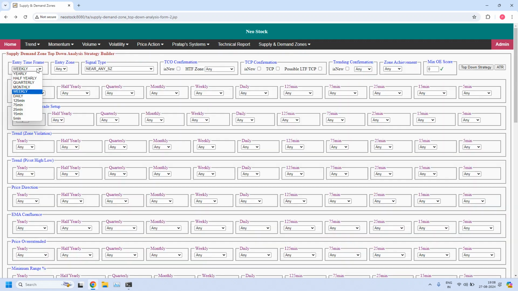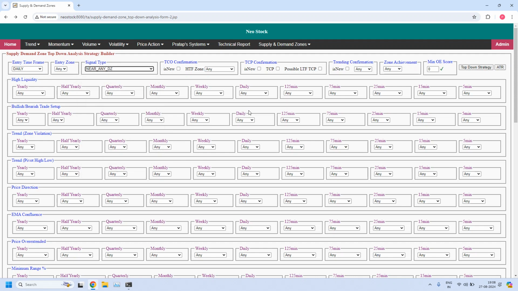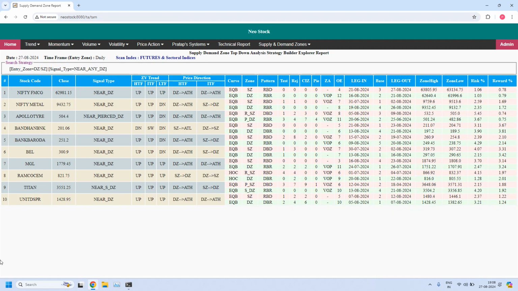Next time frame is daily. Entry time frame is daily. Let us find the stocks near daily demand zone. 10 stocks are filtered.